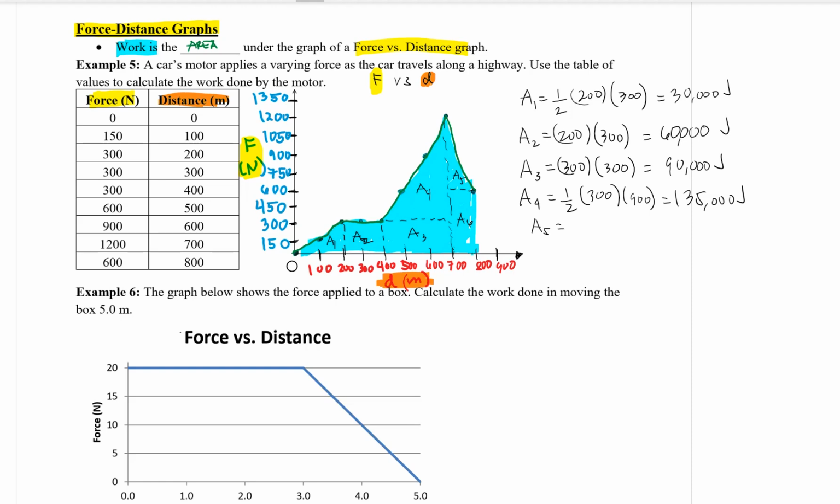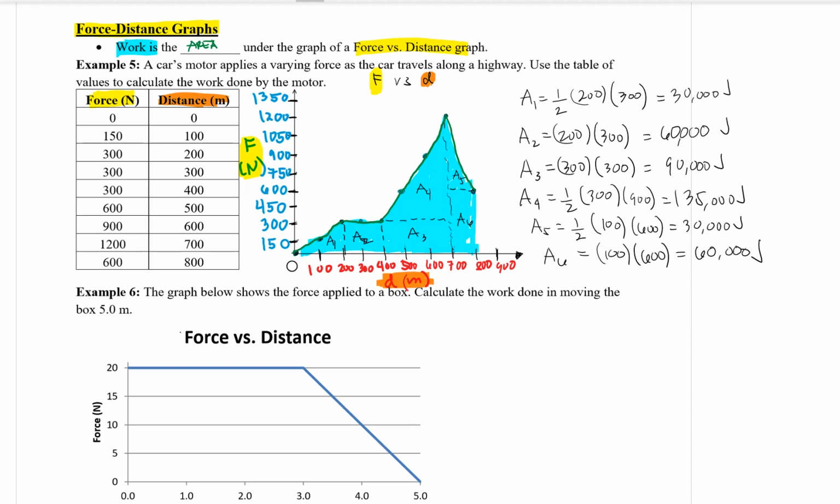Then A5 is a triangle again, and the area is 1/2. Base is 100, and then the height is 600. So that gives me 30,000 joules. Then lastly, the partition 6, that's a rectangle with a base of 100 and the height is 600. So that gives you 60,000 joules.